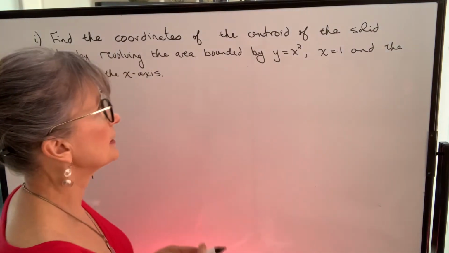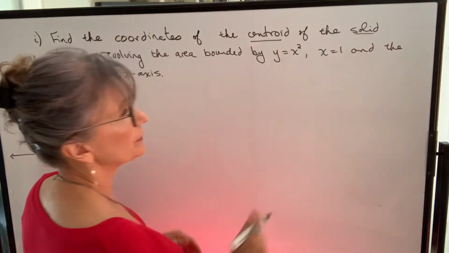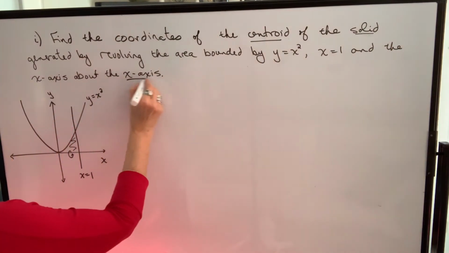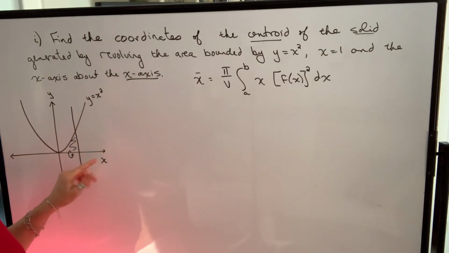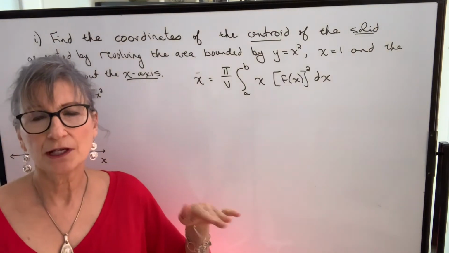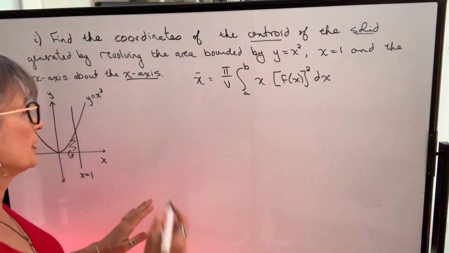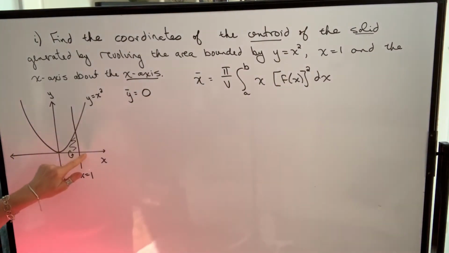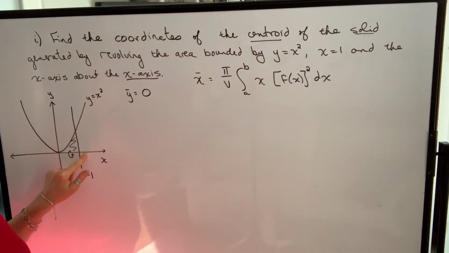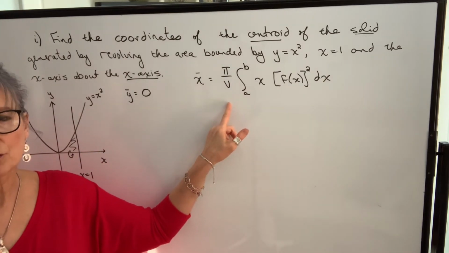We know that this is a centroid question, and it's a solid of revolution, so it's a volume, and it's rotating about the x-axis. Because it's rotating about the x-axis, that becomes an axis of symmetry, and our centroid is going to be on that axis. So we already have one of the coordinates. We already know that the y coordinate will be 0 because the centroid is on that axis, and that's where y equals 0. What we need to find is the x coordinate of our centroid of our volume.